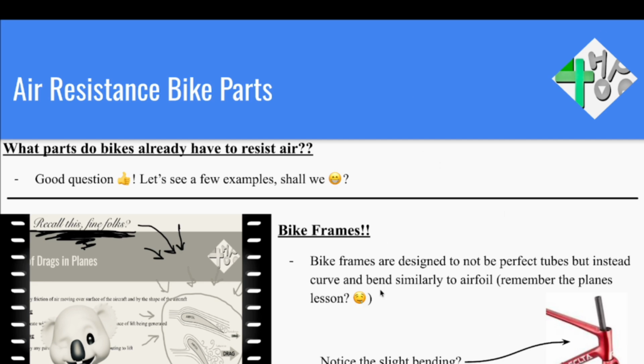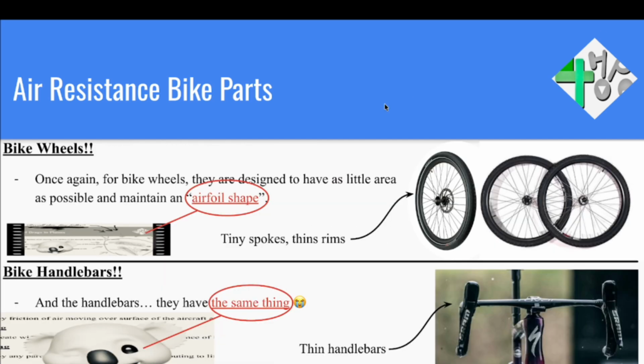But you guys can take a look at this as well. The next thing that we'll talk about is bike wheels. Once again, bike wheels are designed to have as little area as possible and maintain an airfoil shape. If you have tiny spokes and thin rims, this will help maintain the airfoil shape itself. We also have bike handlebars. They have the same thing. The thin handlebars also help maintain an airfoil shape.